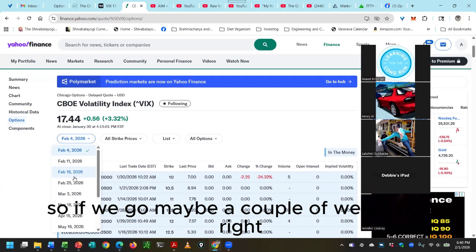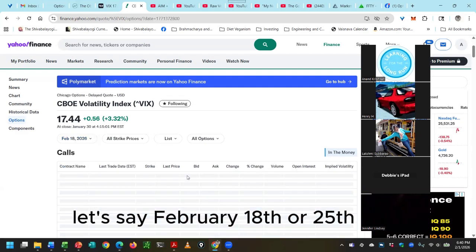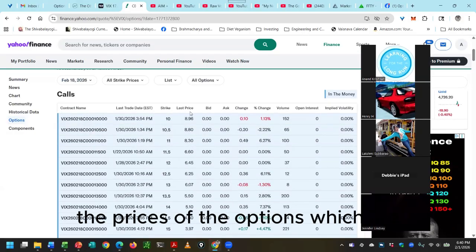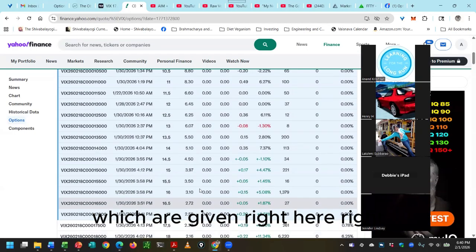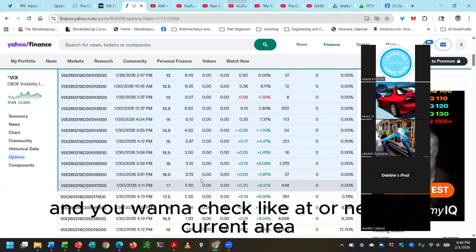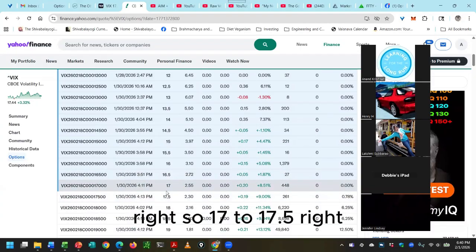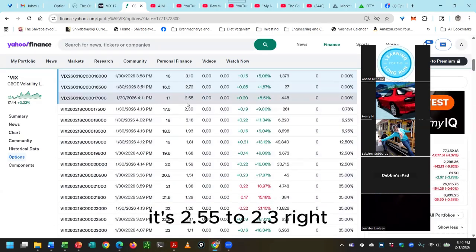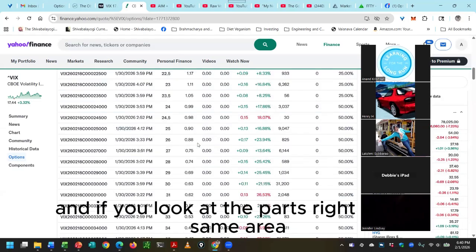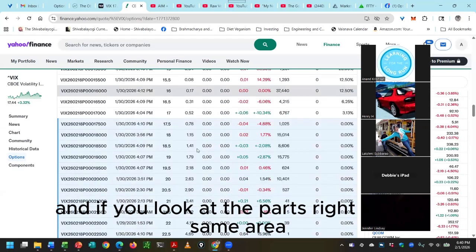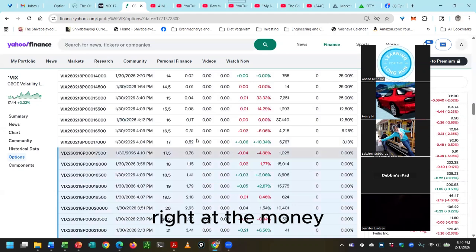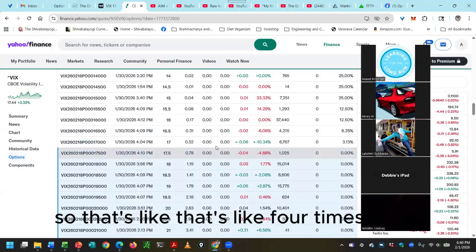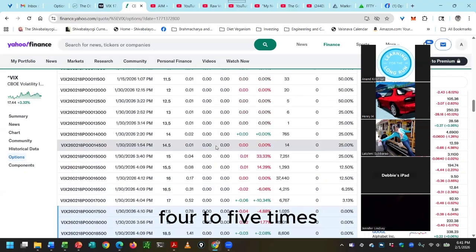So if we go maybe a couple of weeks out, say February 18th or 25th, you can check the prices of the options which are given right here. You want to check at or near the current area, so 17 to 17.5. You can see right there it's 2.55 to 2.3. And if you look at the puts at the same area, you can see the difference. At the money, this is 0.5 and 0.8. So that's like 4 times lower. 4 to 5 times, yeah.